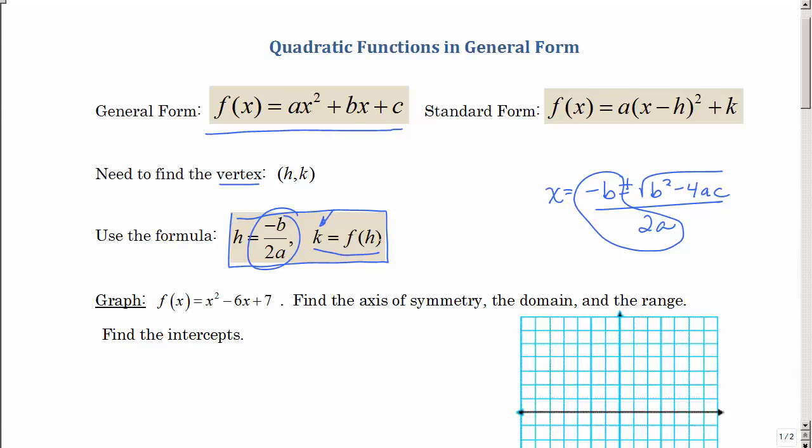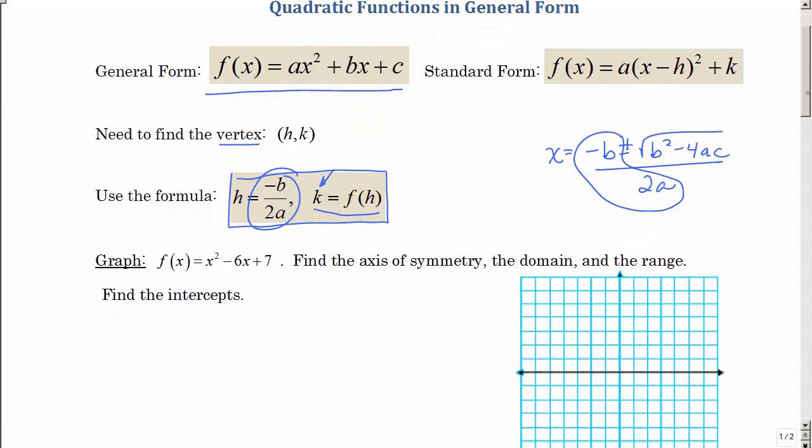I know that looks really scary. We're going to go step by step. It's not going to be that bad. We will have to deal with a few fractions. Just hold on. You'll be okay.